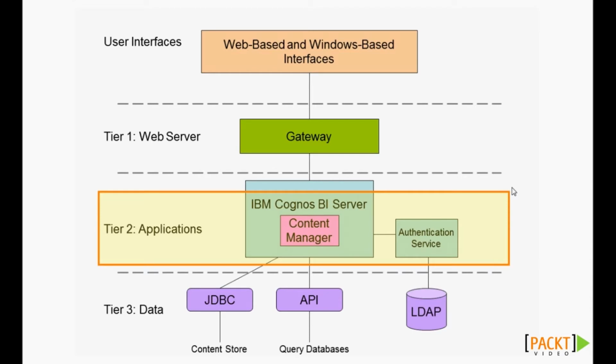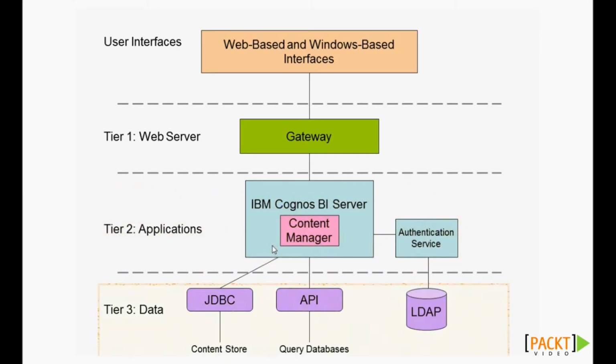This tier also contains a dispatcher that operates the services and routes requests. It also contains Content Manager service that manages the BI information. Underneath you can see tier 3 that is called data tier. This data tier contains a content store, some data sources, and metric store.